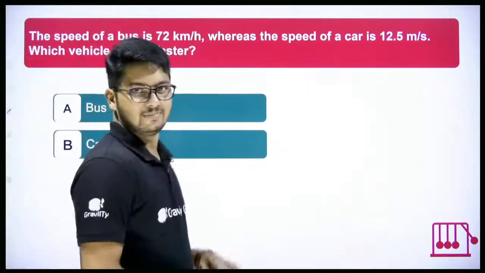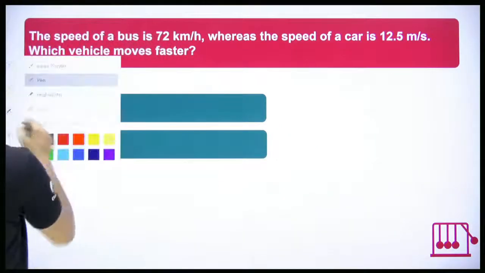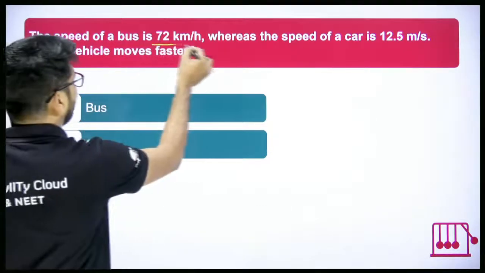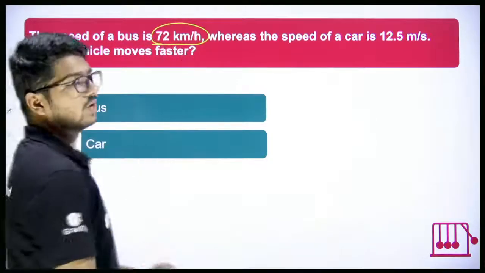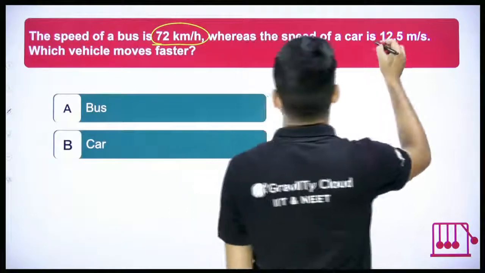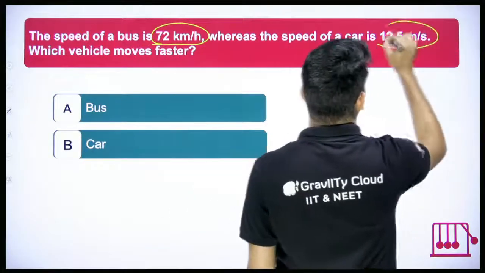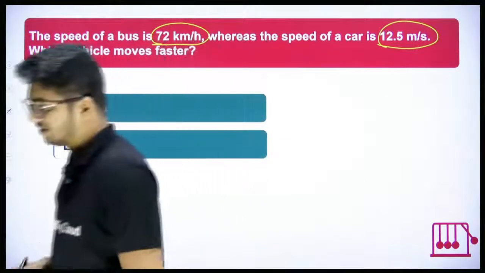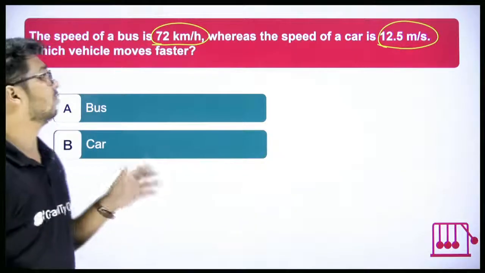So let's go into this example here. The speed of a bus is 72 kilometer per hour, whereas the speed of a car is 12.5 meter per second. Which vehicle moves faster?